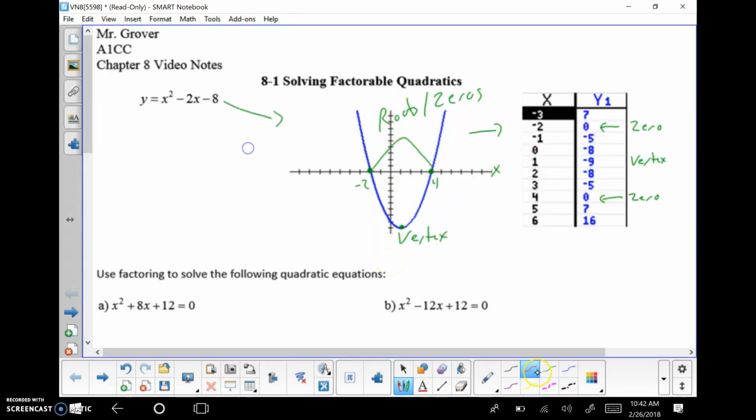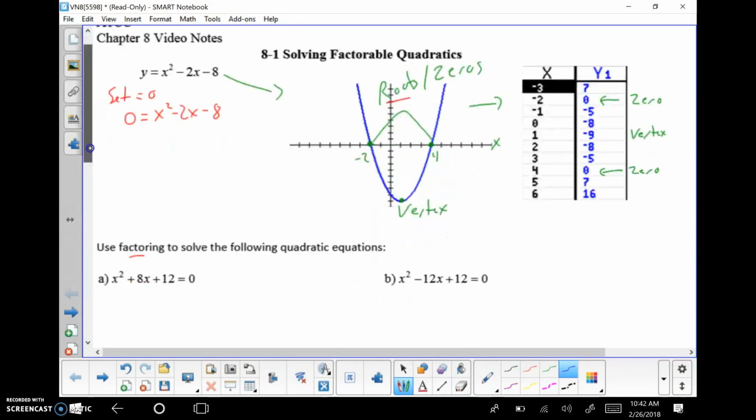But what we're really focused on today is the roots. We're going to talk a lot about that. And the way we're going to see that is through factoring. That's what we're talking about here. So if I take this y equals x squared minus 2x minus 8, the first thing we want to do is set it equal to 0. And the way we do that is we replace the y with 0. So instead of y equals x squared minus 2x minus 8, make it 0 equals x squared minus 2x minus 8. And then you go about factoring.